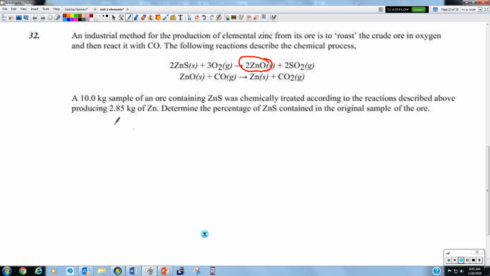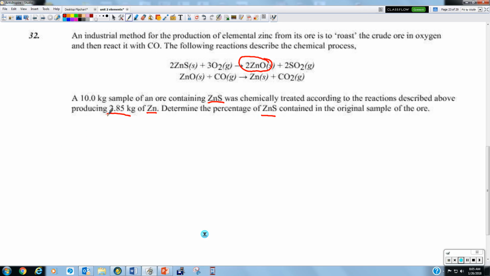A 10 kilogram sample of an ore containing zinc sulfide was chemically treated according to the reactions described above, producing 2.85 kilograms of zinc. Determine the percentage of zinc sulfide contained in the original sample of the ore. So let's break down some things that are going on.